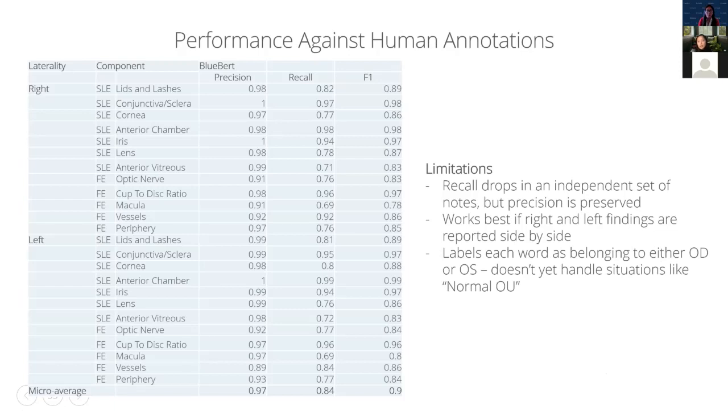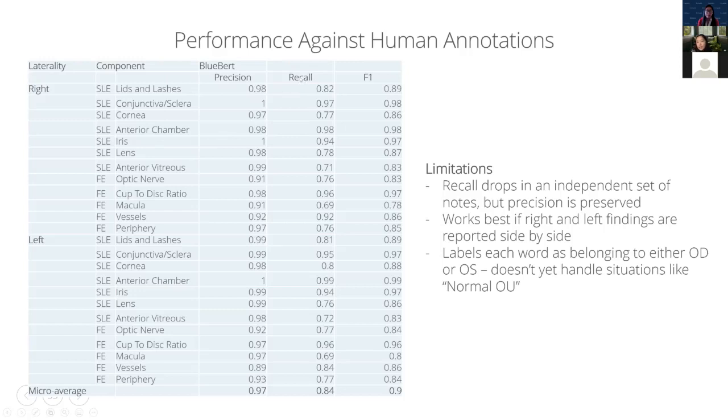So when we evaluate the performance of our model against a sample of 100 notes from the test set that is actually manually annotated, we see the performance is pretty good. Precision, which is positive predictive value, is uniformly very high, almost 1. That means that every word that the model picks up and labels is very likely to actually be a word that belongs to the slit lamp, lids and lashes, or what have you.